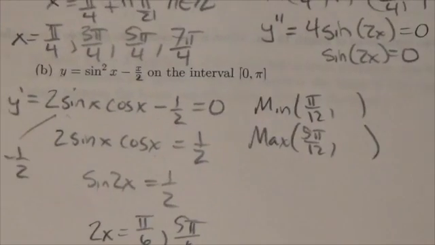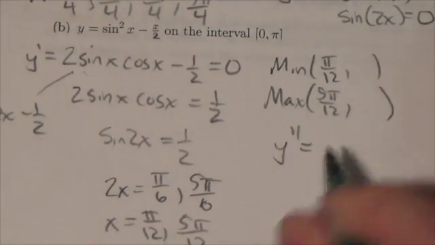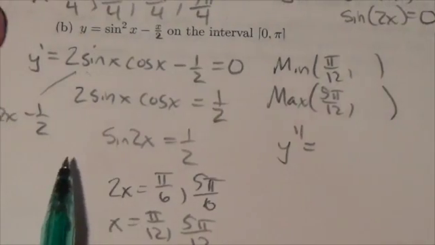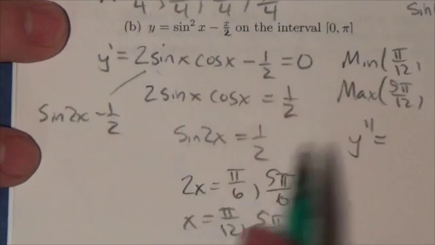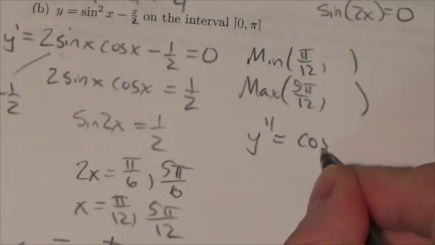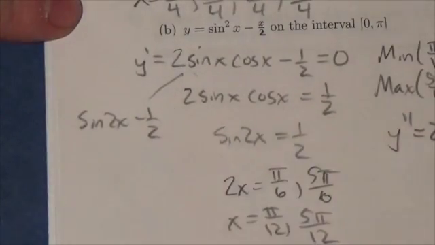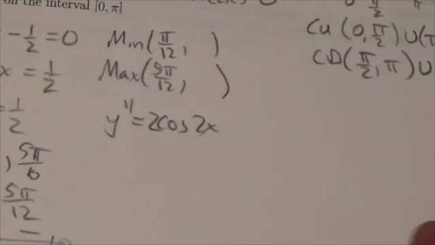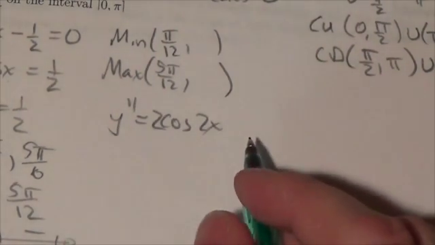To understand the concavity, I got to take the second derivative of this. So y double prime is going to equal, if you treat the derivative here as the sine of 2x minus 1/2, the derivative is a little easier. The derivative of sine of 2x is going to be the cosine of 2x times 2, and then the derivative of negative 1/2 is just going to be 0. So the second derivative becomes 2 cosine of 2x.